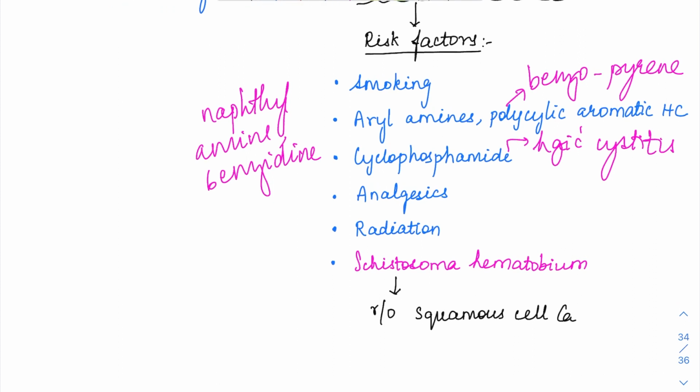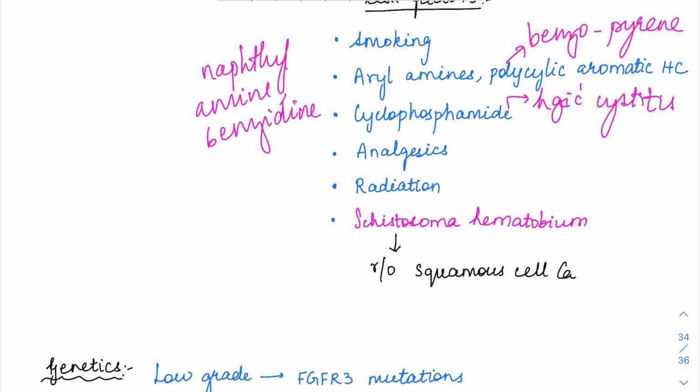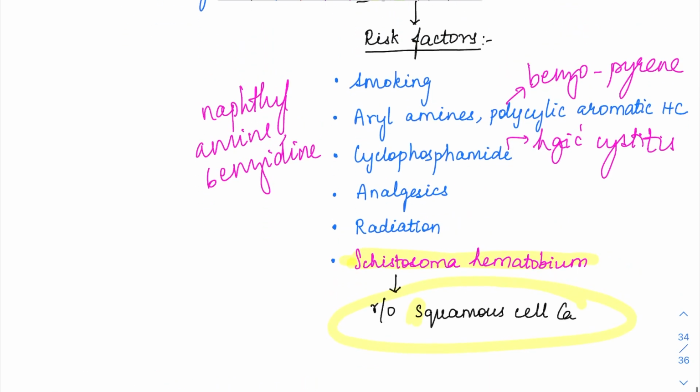Then long-term usage of analgesics can trigger urinary bladder tumors. Then radiation history, all of this. And there is one specific parasite called Schistosoma haematobium. Schistosoma haematobium is one parasite which causes an increased risk of squamous cell carcinoma and not transitional cell. Okay, so S for S, remember: Schistosoma for squamous cell carcinoma.